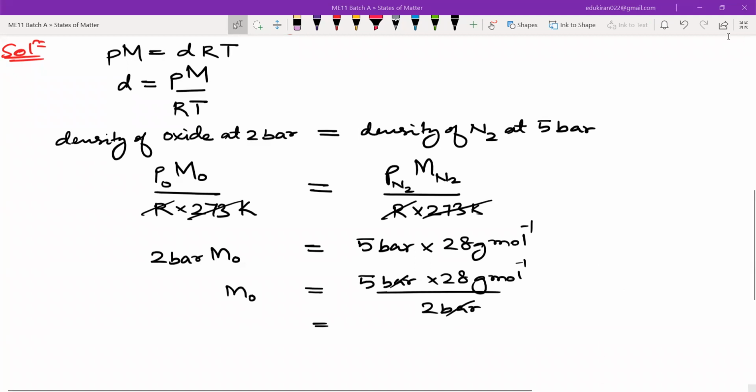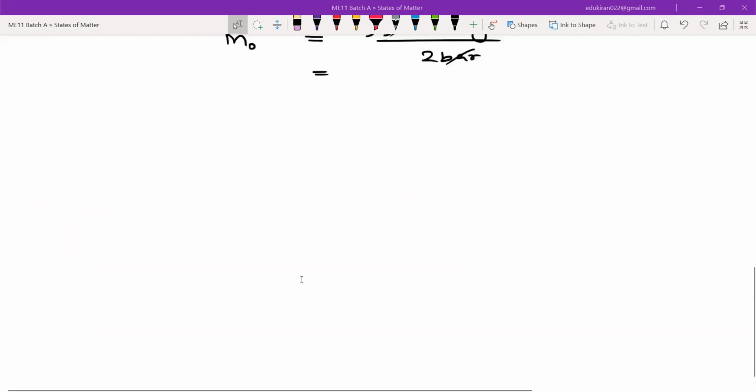Okay, so let us do one more question, and then I think we'll be good to go. We will do a very simple question. Okay, and this is 70 grams per mole, if anyone is wondering.